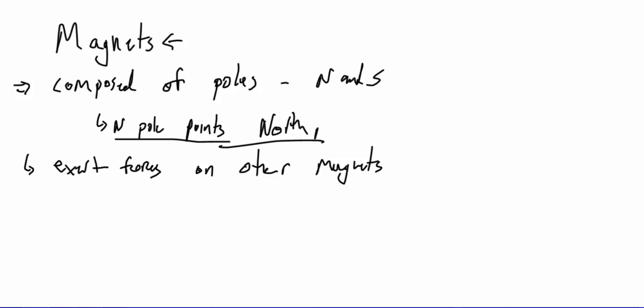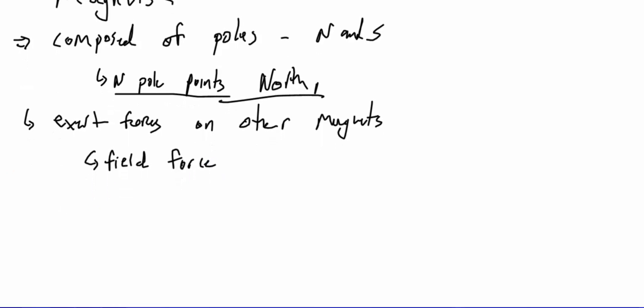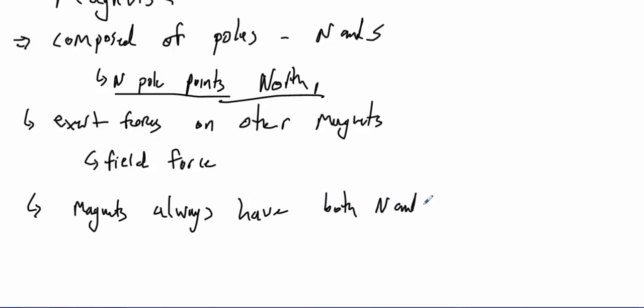Magnets are capable of exerting forces on other magnets, and they do that over a distance, so it's a field force. This is sort of like an electric force that's a field force as well, but it is different because you can take an electron and separate it from a proton, so you can separate negative and positive charges. You cannot do that with a magnet. Magnets always have both poles. Nobody's ever been able to separate the north pole from the south pole. Nobody's ever had just a north pole anywhere.